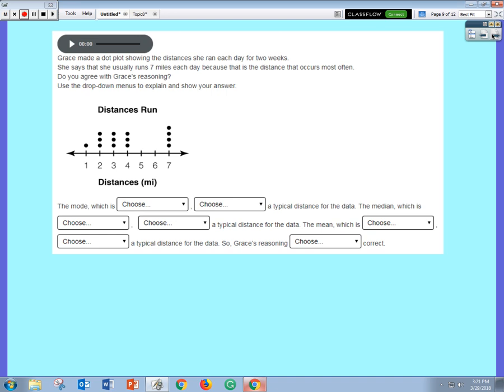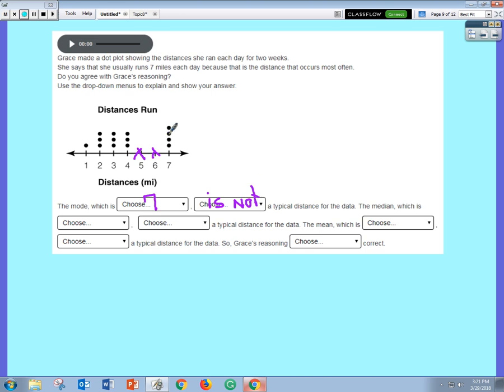Grace made a dot plot showing the distance she ran each day for 2 weeks. She says that she usually runs 7 miles each day because this is the distance that occurs most often. Do you agree with Grace? Use the drop-down menu, explain. Let's take a look. We have one. She did 1 mile once, 2 miles 3 times, 3 miles 3 times, 4 miles 3 times, and then she didn't do anything for 5, didn't do anything for 6, and then did 7. Well, the mode is 7, but that's not what she typically does. So this is not typical of Grace.